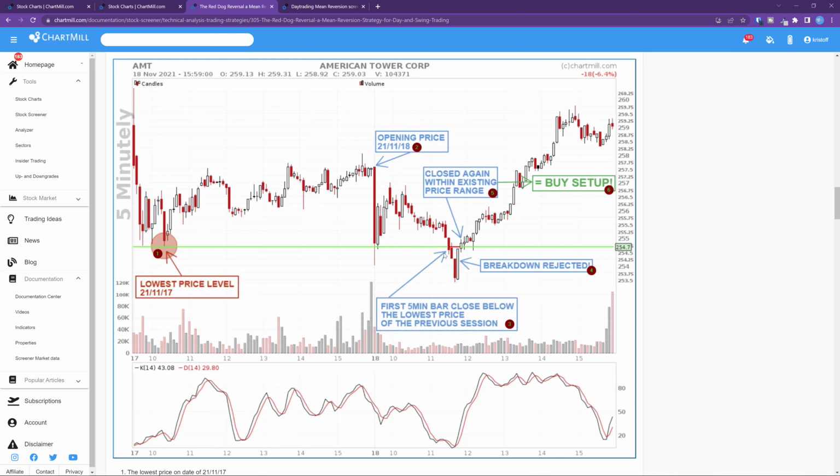So in this case, this candle is the first candle which closes below the low of the previous day. And then we have to wait until the breakdown is rejected. And as you can see over here, in the next few candles, there was again a close within the existing price range, and that is our buy setup.